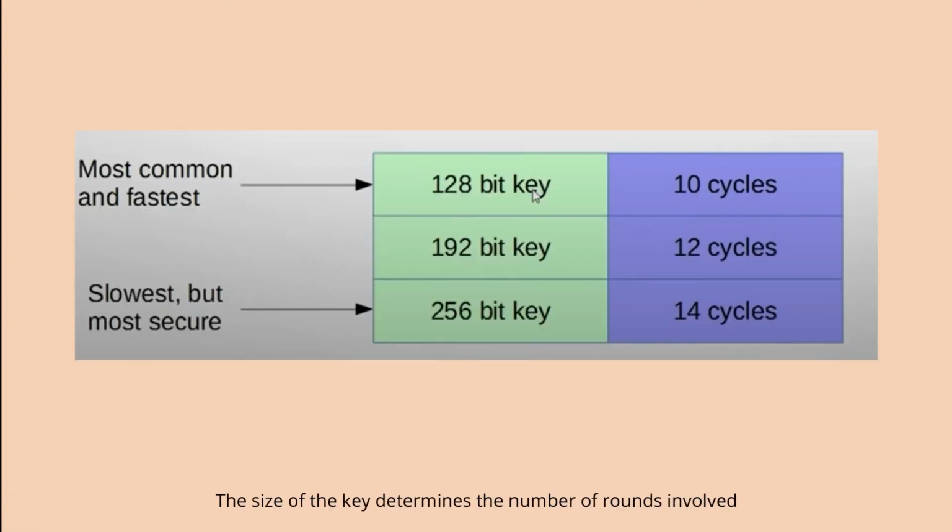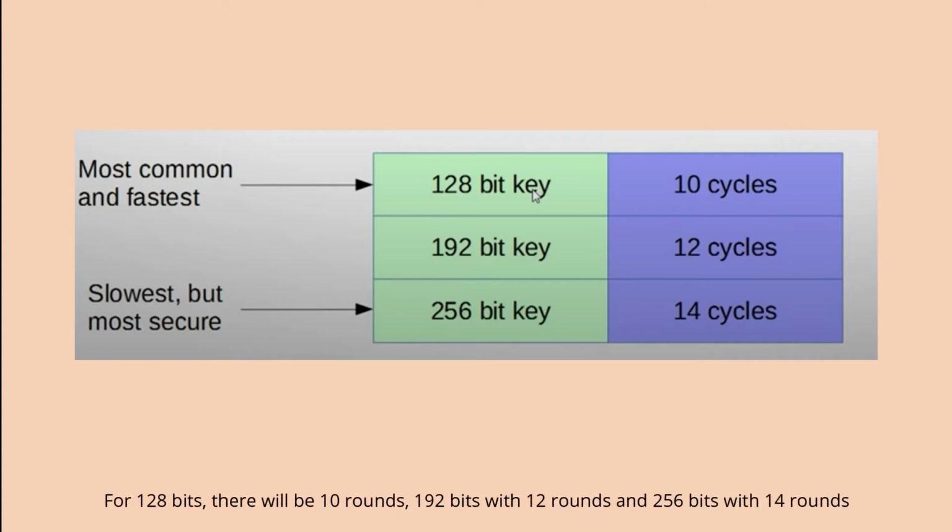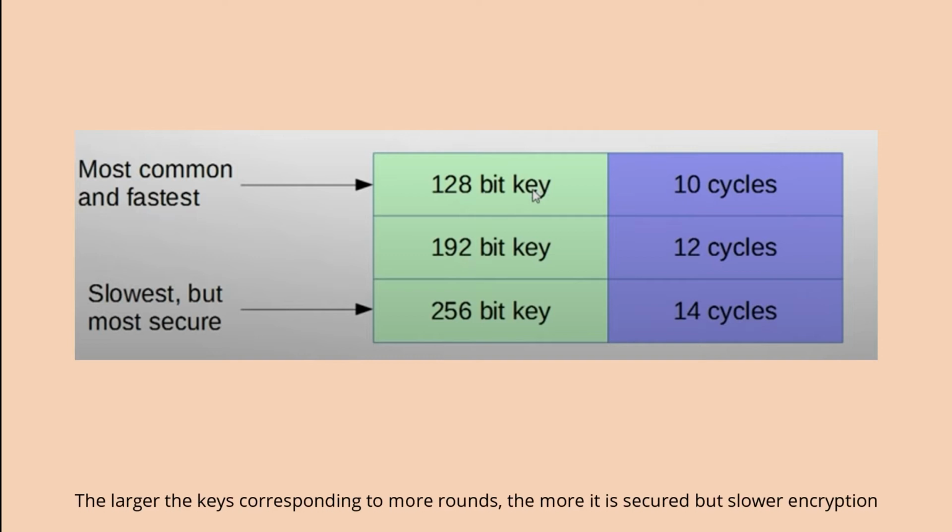The size of the key determines the number of rounds involved. For 128 bits, there will be 10 rounds, 192 bits with 12 rounds, and 256 bits with 14 rounds. Note that the larger the keys, corresponding to more rounds, the more secure it is, but the slower the encryption.